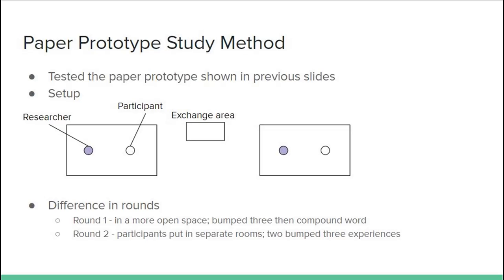The participants interacted with each paper prototype for 2 experiences, and their submission was sent to the other participant via the researcher. When a participant finished their submission, the researcher would exit the room, place the submission in the exchange area, and pick up the submission of the other participant, and place that submission on the next portion of the paper prototype. We conducted 2 rounds of paper prototype testing. The first round involved testing the bumped experience at a coffee shop, followed by the compound word experience we discussed earlier. The second round involved testing the coffee shop experience, followed by another bumped experience based on mood and weather.